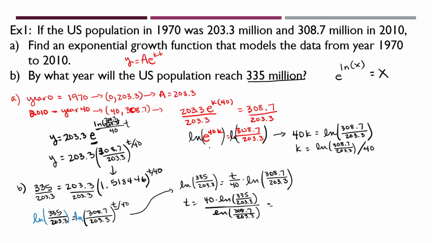And what I end up with is 47.8298 years. Okay, now year 0 was 1970. So 1970 plus 47.8 years puts us in year 2017.